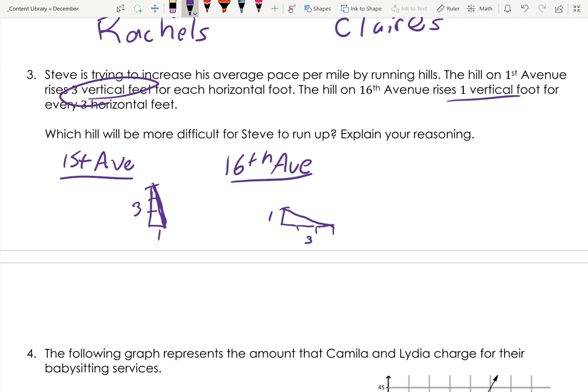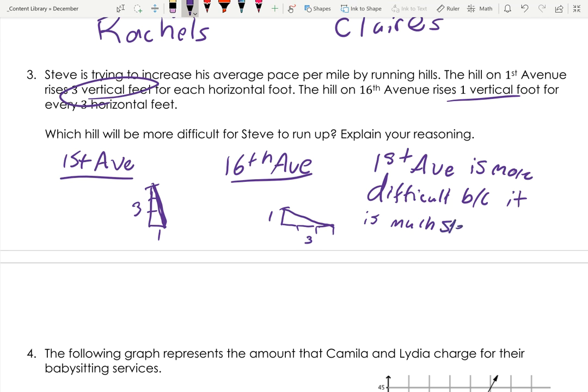So drawing this out helps because which one of these hills would be more difficult to run up? Well, First Avenue clearly would be more difficult to run up because essentially it's much, much steeper. So our answer is First Avenue is more difficult because it is much steeper. I don't know how to spell steeper, but it's fine.